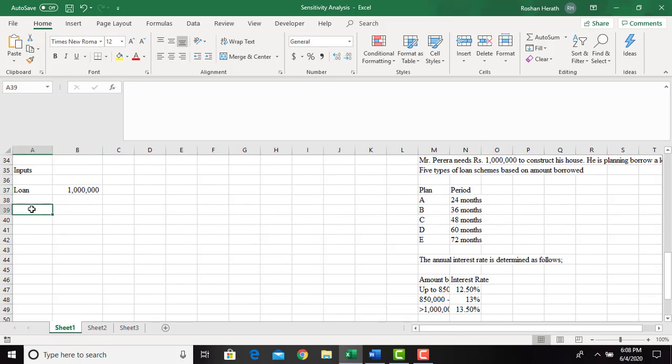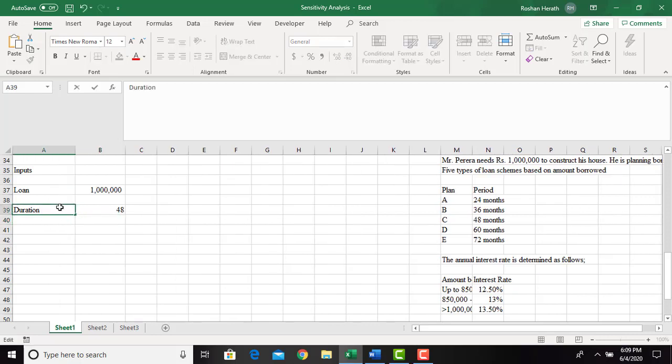Then most importantly, you need to have what you call the maturity or the duration of the loan. So let's say that initially you can assume, according to the plans, you have 24, 36, 48, 60, 72 likewise. So let me just take 48. So duration in months, most importantly duration in months. That is important information when you are going to compute the loan installment.